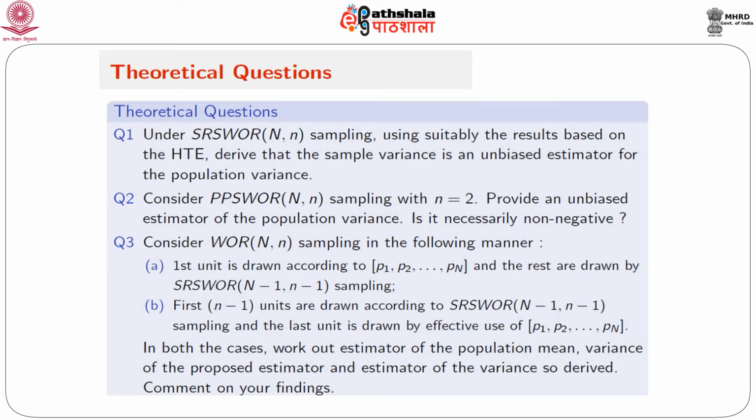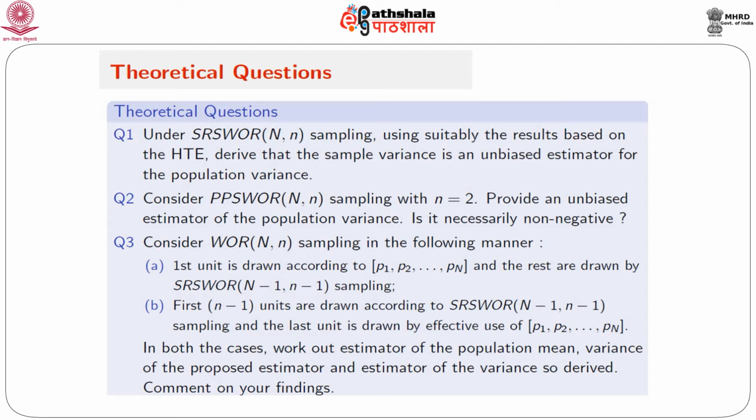In both the cases, work out the estimator of the population mean, the variance of the proposed estimator, and the estimator of the variance so derived, and comment on your findings. Very interesting. So eventually you are talking about computation of pi i, pi j, pi ij, and verifying that inequality, whether pi i pi j is greater than or equal to pi ij, which is greater than 0. Okay? You are landing essentially in that problem.